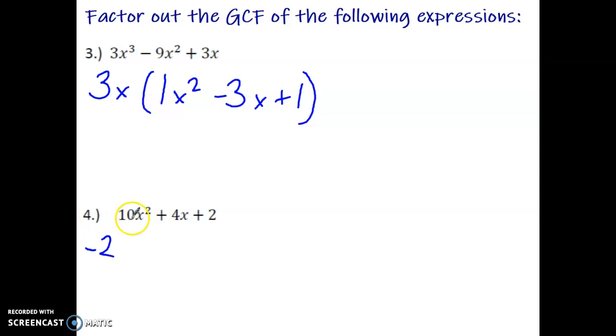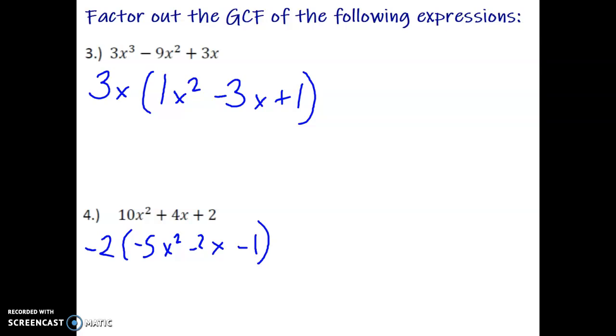Okay, now look at your variables. I have x squared, x to the first, and no x. So what should I write for my x right here? I should write no x because that's the smallest of the ones that I have. No x is the same thing as x to the 0 power, and 2, 1, and 0, 0 is the smallest. Okay, so let's divide by that negative 2. 10 divided by negative 2 is negative 5, and there is no x, so that's just going to come down. Positive 4 divided by negative 2, negative 2, and I'll bring that x down. And then 2 divided by negative 2 is negative 1.